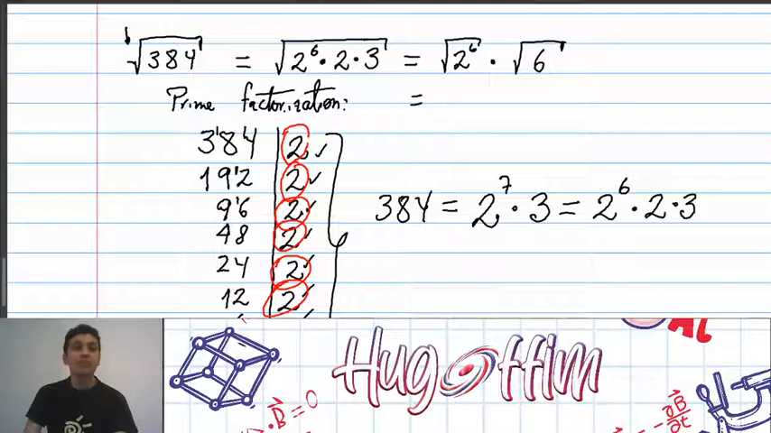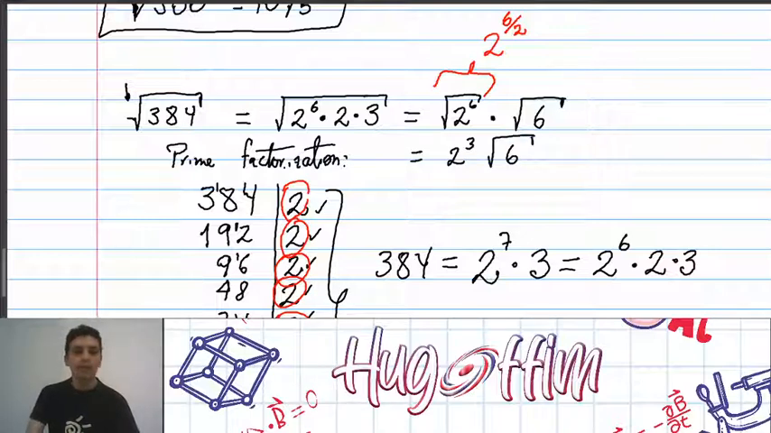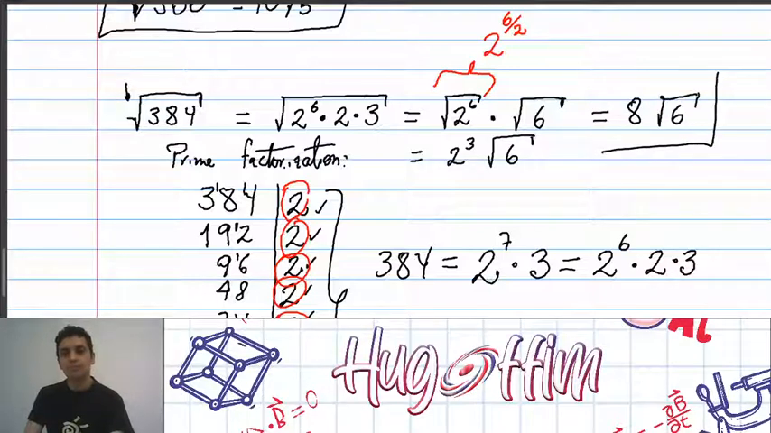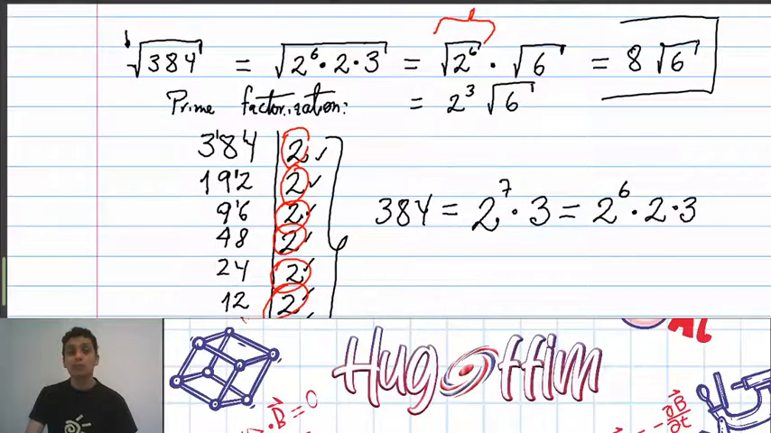And now I'm going to convert this into the rational exponent. If you remember the rational exponent, I'm going to write it here in red. It will mean that this is 2 to the 6 divided by 2. And 6 divided by 2 is 3, so 2 to the 3rd power times the root of 6. Maybe I can simplify it to say that this is 8 root of 6. And this is our second option.